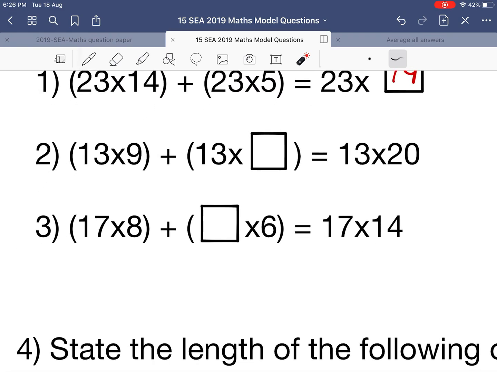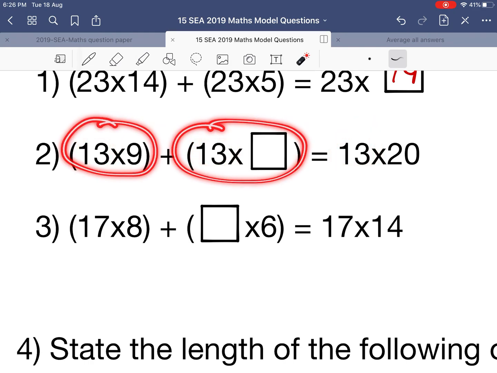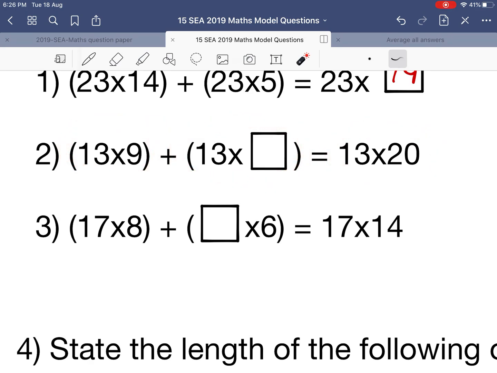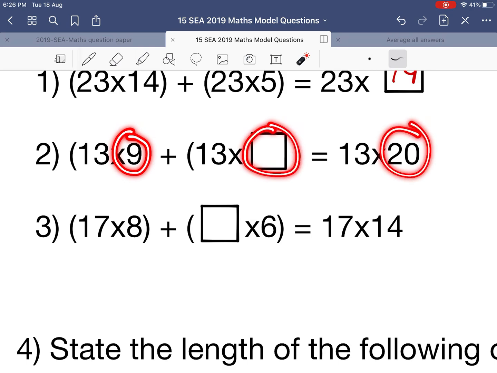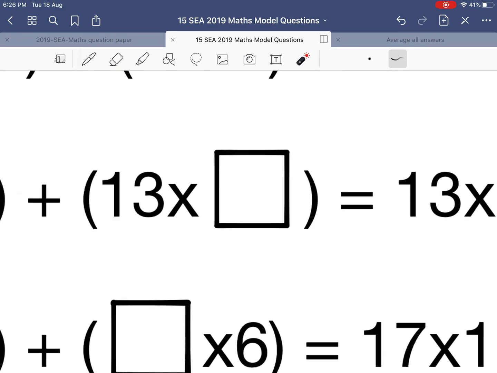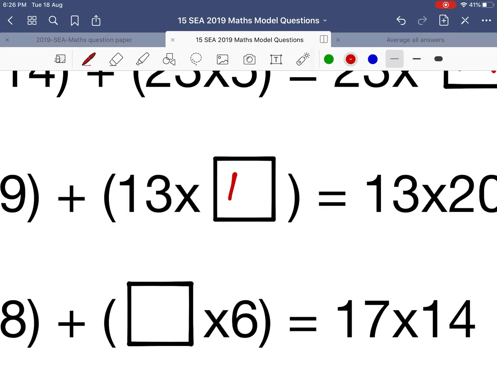Next, same type of question. We are seeing that we have the 13 being constant, right? Again, we have multiplication plus multiplication equal to multiplication. So we must add the 9 and this number here to get 20. So 9 plus what will give us 20? We can say 20 take away 9 is equal to 11. So this number here is 11.